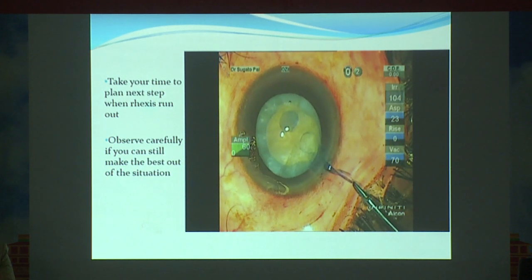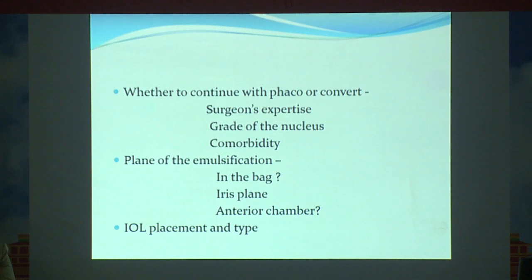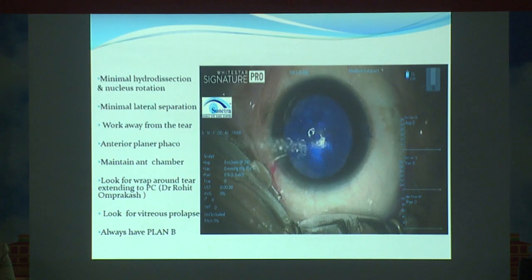Now if it runs out, what next? It depends on the surgical expertise, grade of the nucleus, comorbidity, then you have to decide whether to do in-the-bag phaco or iris plane phaco, and about the iris IOL placement as well. So these are the few things which you decide.